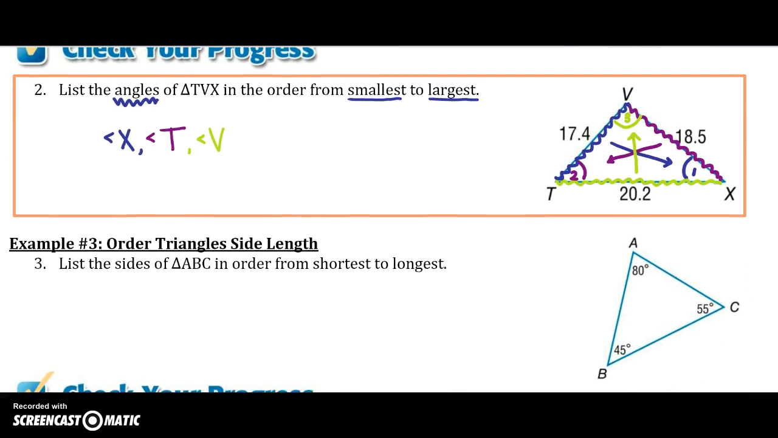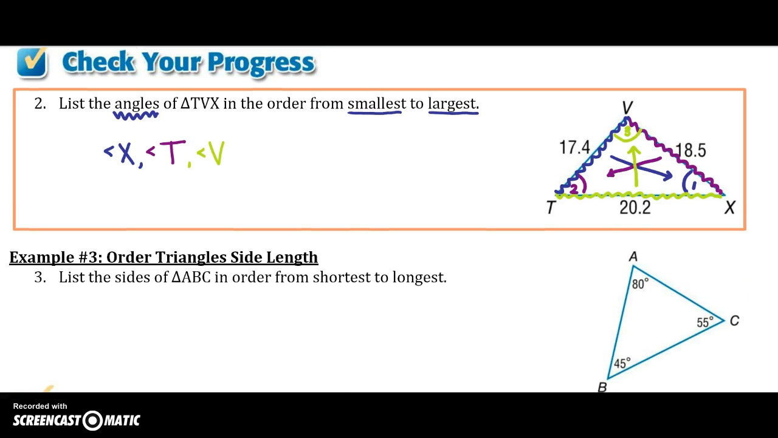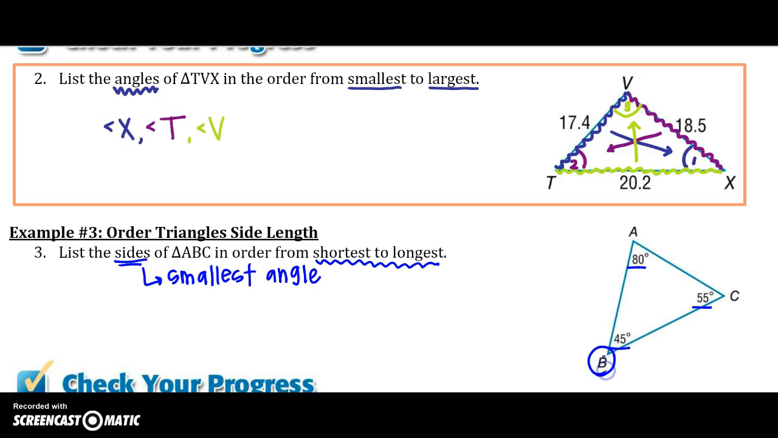We're going to move on to our next example, ordering the sides of a triangle by length. We need to list the sides in order from shortest to longest, so we're going to look for the smallest angle. Let's look at 80, 55, and 45. The smallest of those three angles is angle B, and angle B is opposite side AC. So I know AC is going to be the shortest side because it goes with the smallest angle.